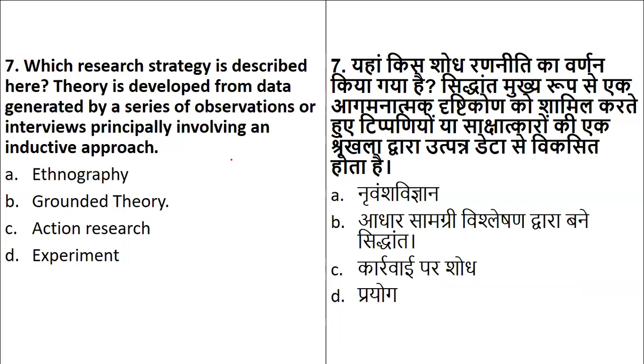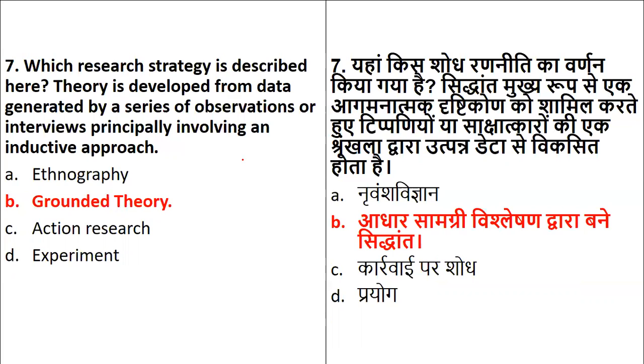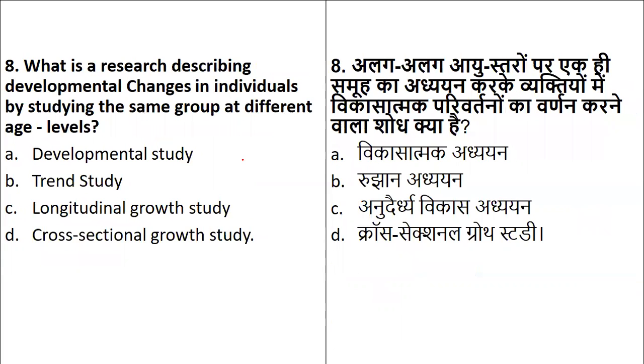So principally, what will it be called? Yes, it is generated by a series of observations. Inductive means everything is from scratch. That's where, based on the observation, we derive a pattern, we frame a hypothesis, and then we come to a generalization. So that is called what? It is called grounded theory. Okay.